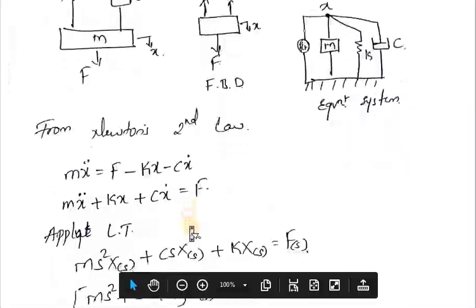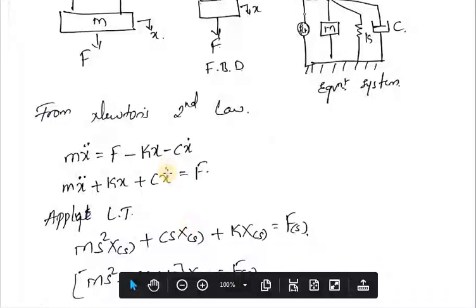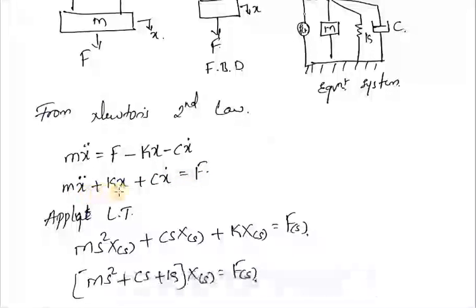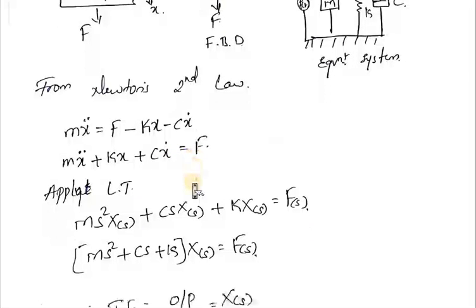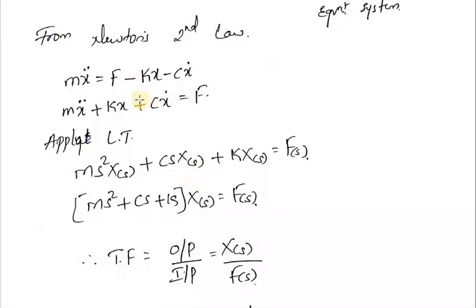So simplify to get the displacement terms on one side and force on the other side. So mx double dot plus kx plus cx dot equal to F. So apply the Laplace transformation for this equation. You will get it as ms square into x of s plus cs into x of s plus k into x of s is equal to f of s. So try to take the common terms. This x of s is common, take that term outside. You are left with this equation.